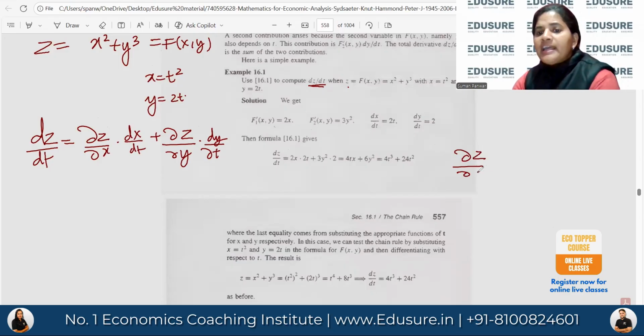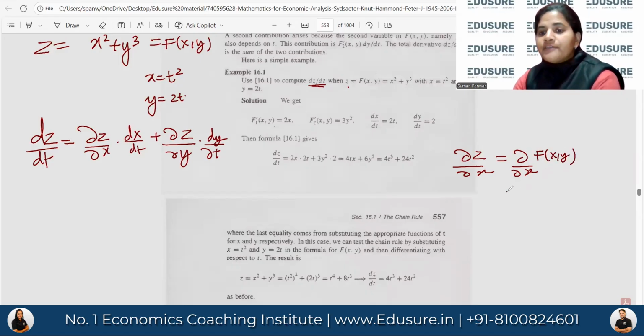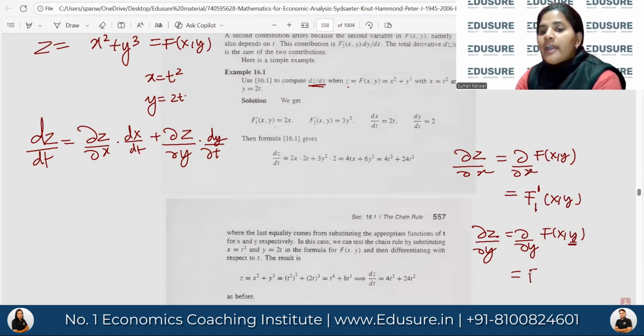So del z by del x is nothing but del by del x of f(x,y). Z is your f(x,y). Now x is treated as the first variable, so you write f1(x,y), and since I am taking the first derivative, I'll write 1 dash. This is the terminology. Del z by del y is del by del y of f(x,y). So y is treated as the second variable, so f2, and I am differentiating once, so 1 dash (x,y). So this is very easy to remember. Whatever terminology you are comfortable with, you can use it.